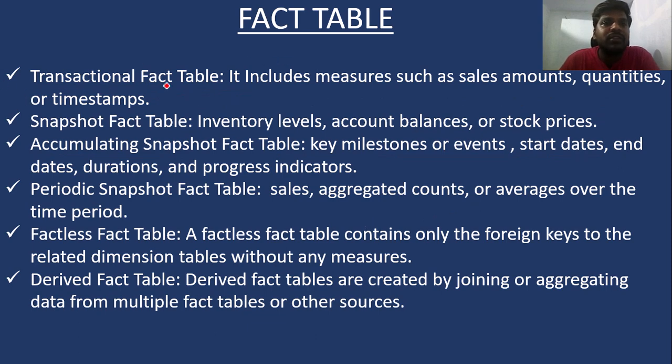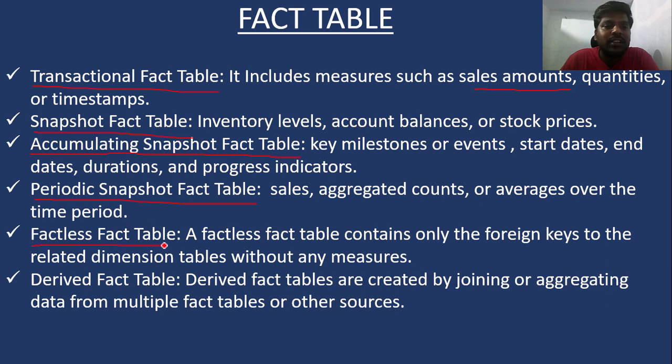Let us understand types of fact tables. Here we have transactional fact tables, which include sales amounts, quantities, or timestamps. Second one is the snapshot fact table, where we have the snapshot of inventory levels or account balances or stock prices. Third one is the accumulating snapshot fact table, which consists of key milestones or events, like start dates, durations, and progress indicators. The fourth one is the periodic snapshot fact table, where the sales aggregated counts or averages over a time period are represented.